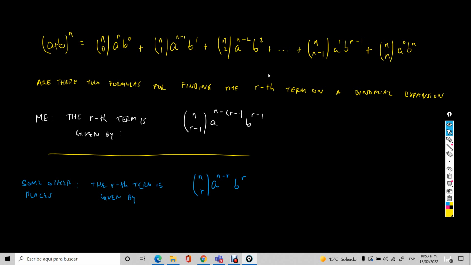But sometimes you only need a specific one. Say that you want to find the seventh term of an expansion, and you don't want to go over the whole thing. So how do you find that specific seventh term?